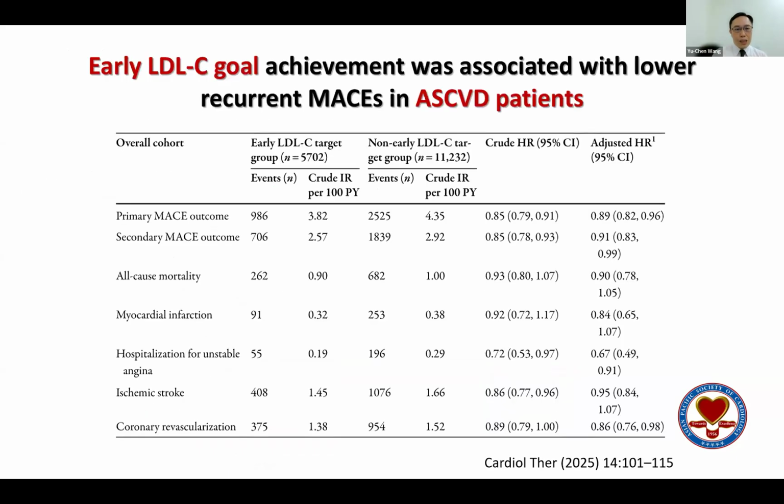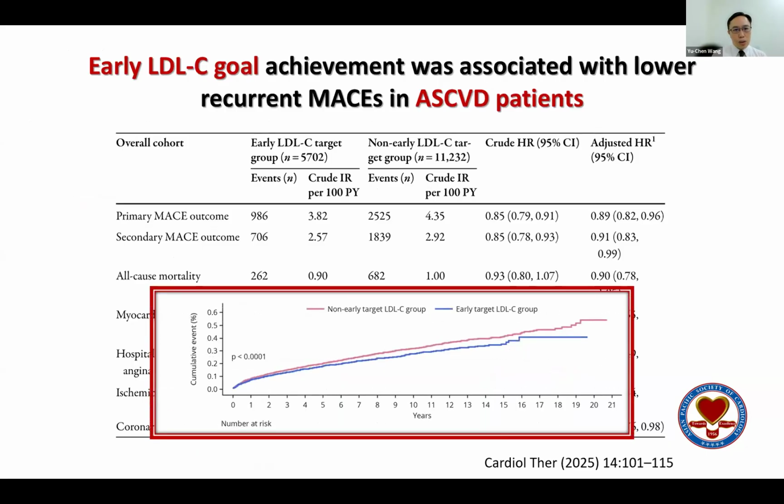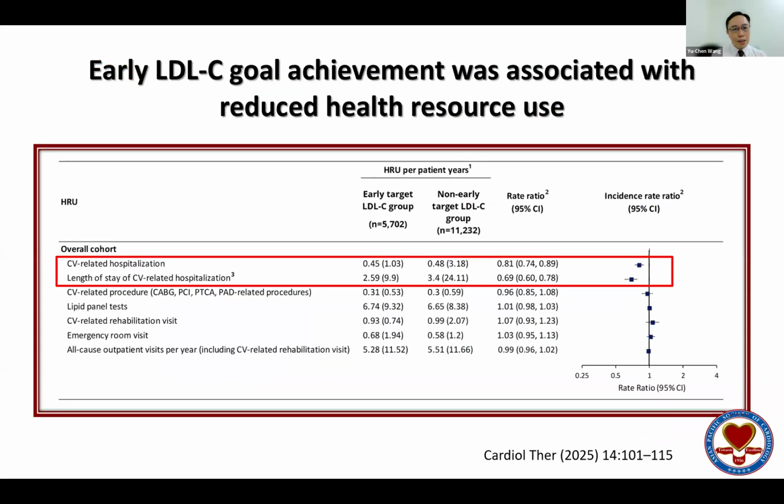And in this study, we can clearly see that the early LDL goal achievement at the window from 4 to 12 weeks after the index discharge was associated with lower recurrent MACE rate in these ASCVD patients. And this study also showed that the early LDL goal achievement was also associated with reduced health resource usage, which includes the CV-related hospitalization and reduced length of stay of the CV hospitalization.